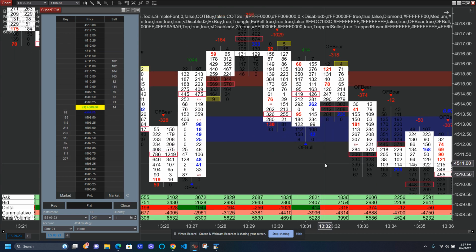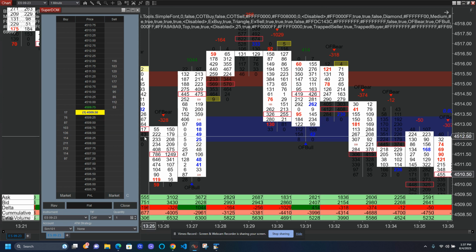You cannot find institutional order flow anywhere outside this kind of chart. If you want to know where the institutional order flow is, you have to have the order flow in the indicator.